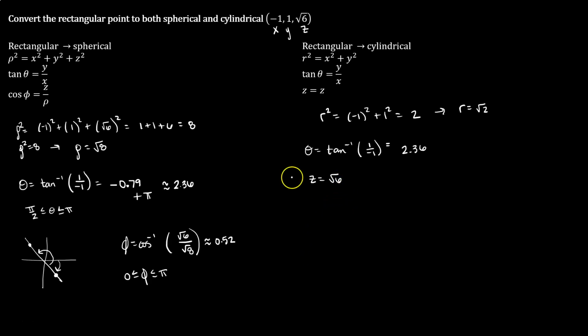So we have our 2 points. The rectangular version is -1, 1, root 6. The spherical version is root 8, 2.36, 0.52. And the cylindrical version is root 2, 2.36, root 6.